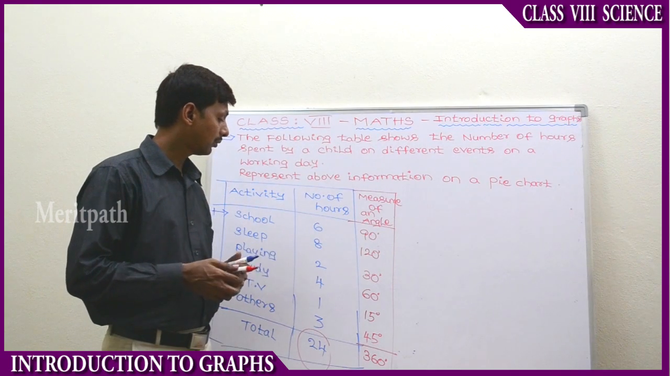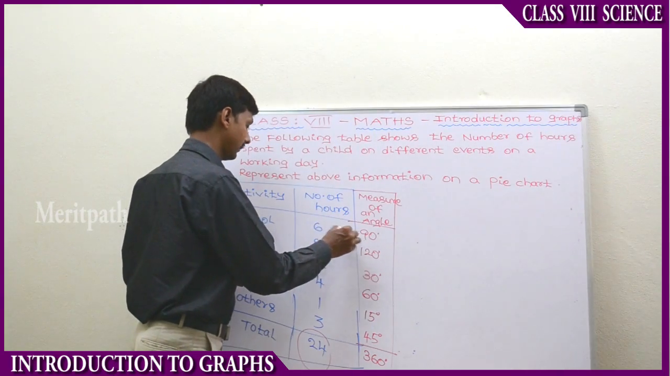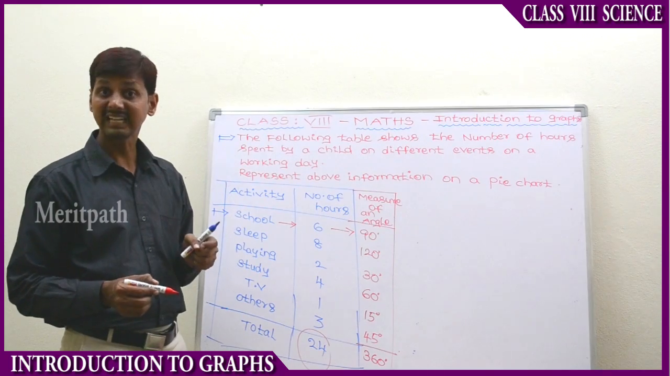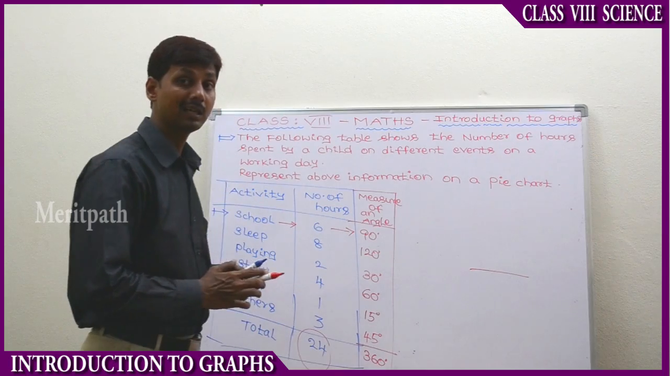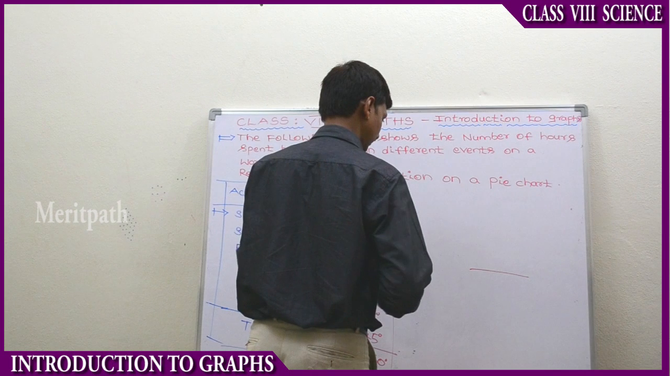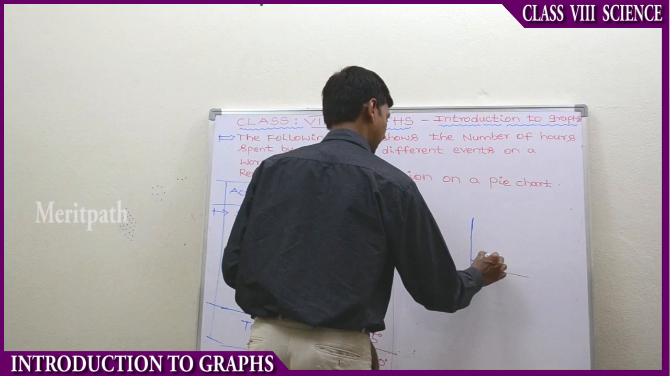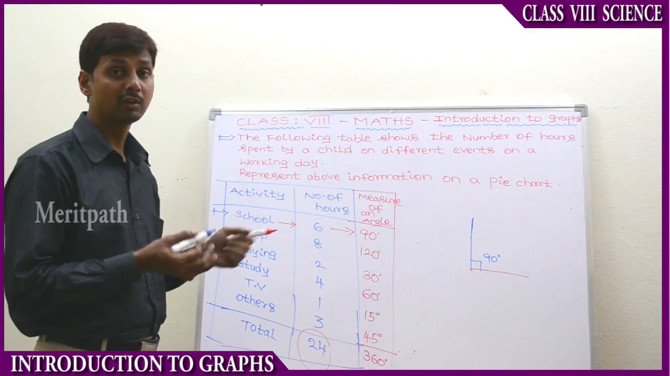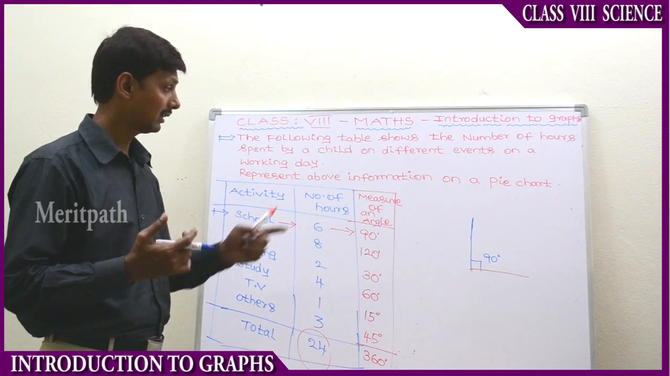So let's draw the pie diagram. First one, the number of hours is 6. For school, he's spending 6 hours and it's going to be 90 degrees. So let's draw a line, and using a protractor, we need to construct 90 degrees. So this is 90 degrees. Approximately we are taking it here for the board. Actually, we need to draw with actual measurements using the instruments.